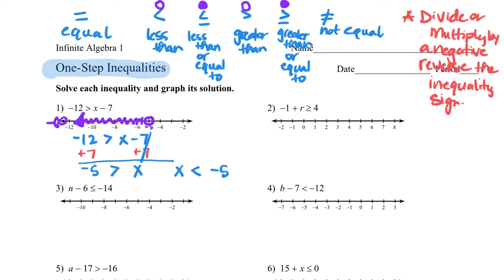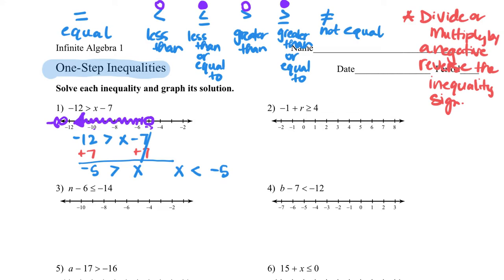And so any one of these answers, -6 would make this inequality true. -10 would make it true. -8.5, all of these values would make this inequality true. So the solution set are all of these values that are to the left of -5, right up until -5, but not including it.